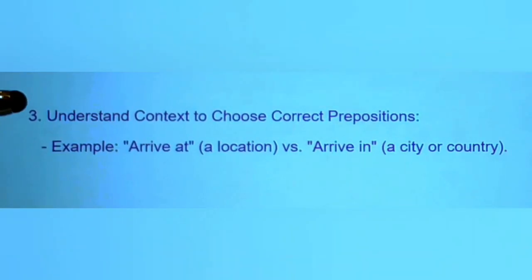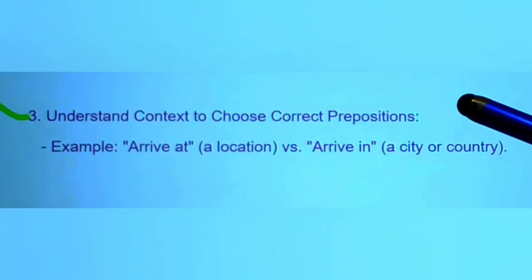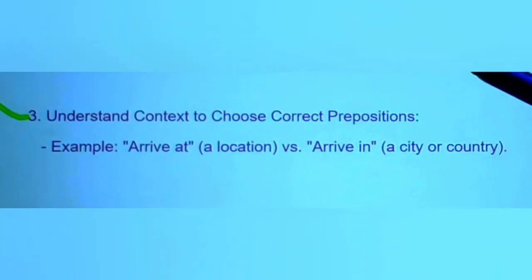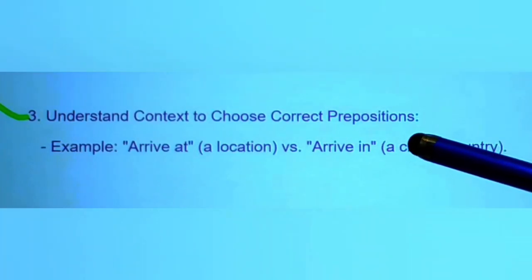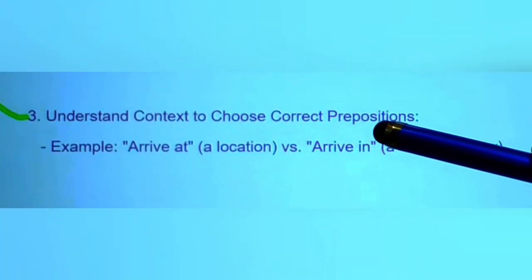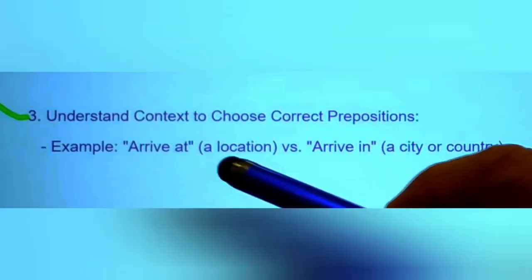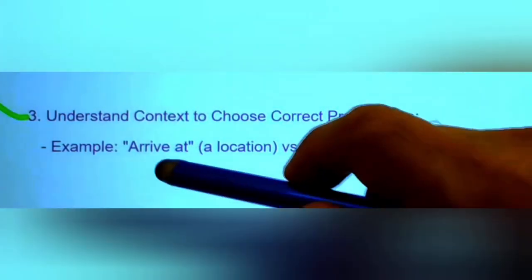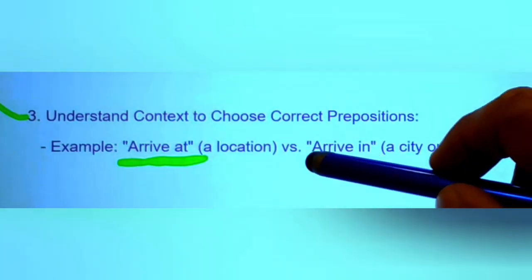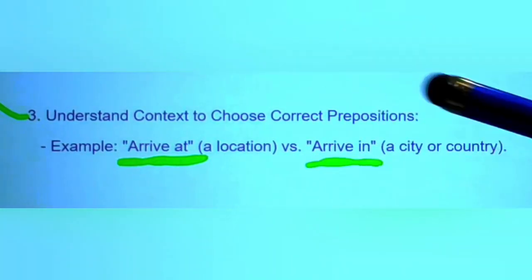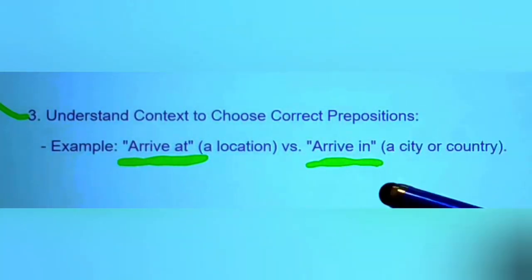So let's explain the third one. Third, understand context to choose the correct preposition. To choose the correct preposition, we have to understand the context. For example, arrive at has a different meaning and arrive in has a different meaning. So we have to understand the context to choose the correct preposition.